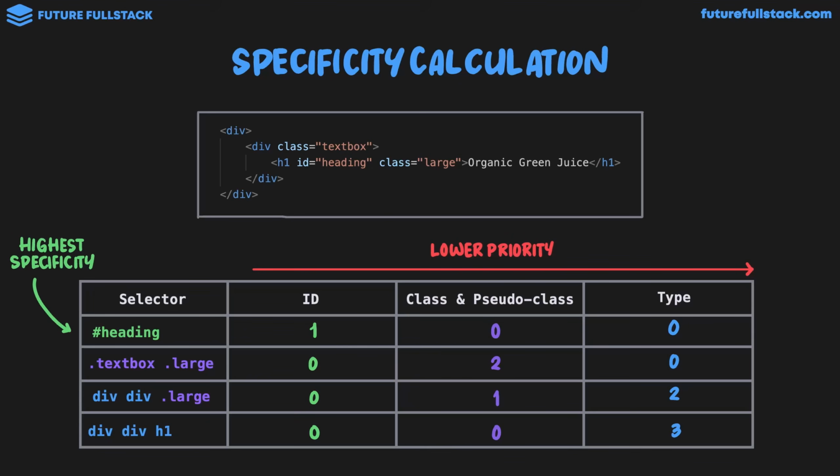For example, the next row down, where we have the 2 classes text box and large, uses 2 classes, which is like 2 draws. So that's a higher specificity than the combination below it, the div, div, and large class, which only has 1 class and 2 type selectors. And once again, if you look at this table, the largest number on it is 3, which is the 3 type selectors on the div, div, and h1. But the biggest number doesn't matter, because the type is like goal difference. It isn't such an important number compared to an ID, which is like a win.